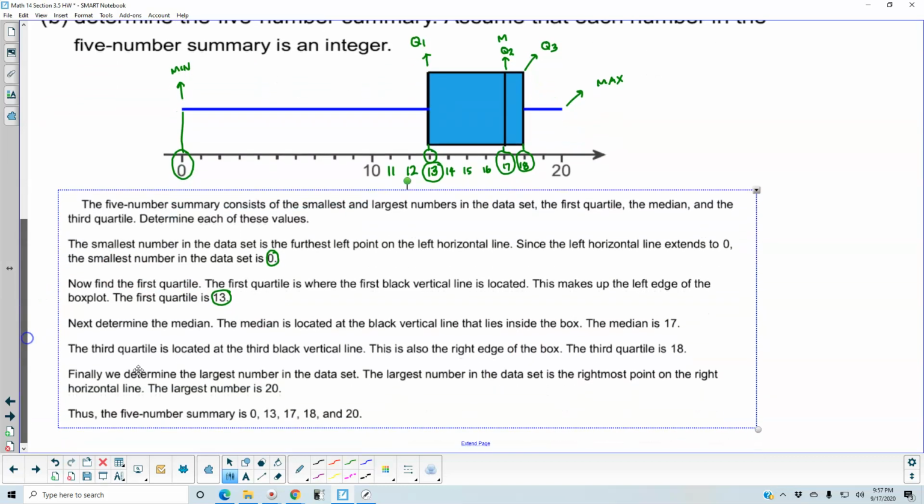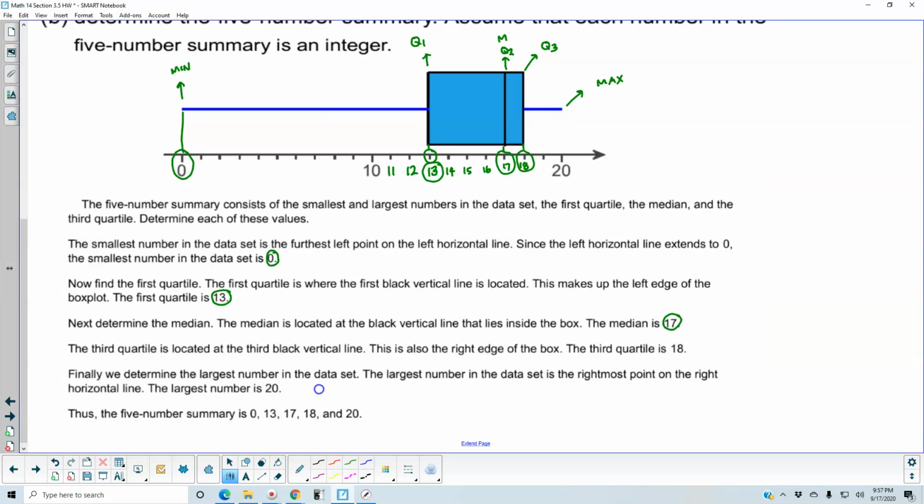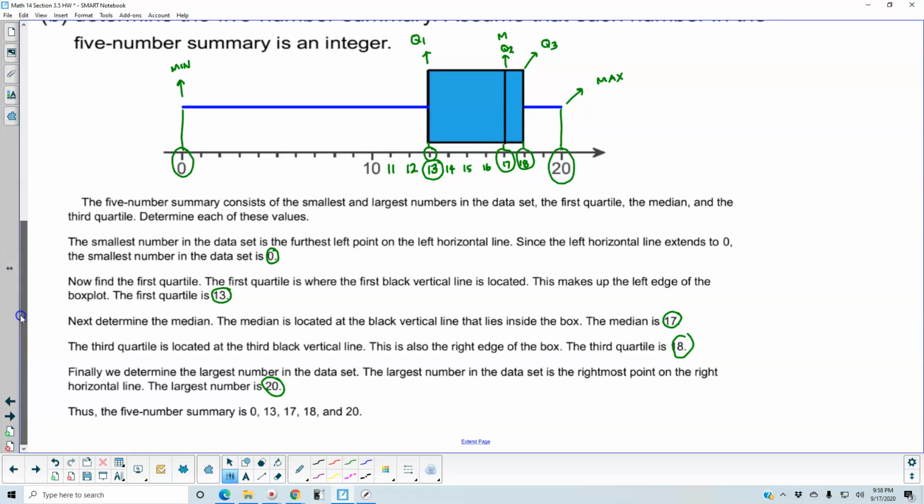And then finally, we have to determine the largest number in the data set. The largest number in the data set is the rightmost point on the horizontal line, which is located right here. That is the rightmost point, which gives you the value of 20. So therefore, looking at the box plot, we can determine that the 5-number summary is 0, 13, 17, 18, and 20.